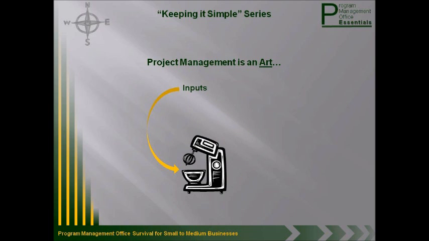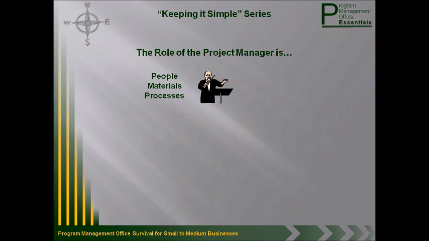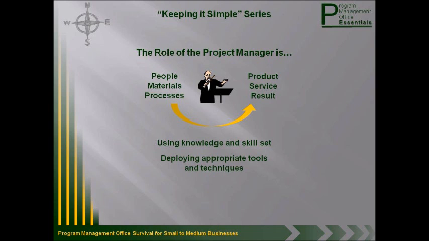Project management is therefore the art of combining ingredients, inputs, processes, and structures together in such a way that objectives can be successfully achieved. The role of the project manager is to orchestrate the complex interplay of people, materials, processes, etc., in order to produce the product, service, or result. A successful project manager will use his knowledge and skill set and deploy appropriate tools and techniques to deliver the end result on time and within budget.